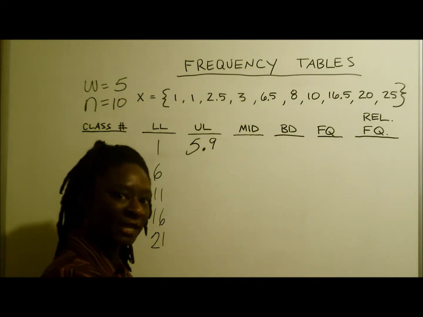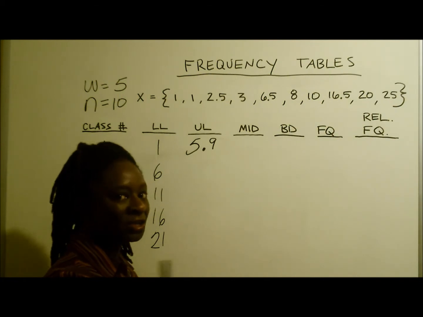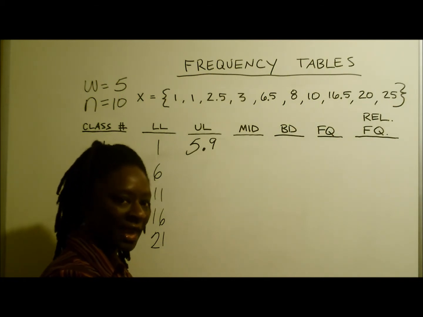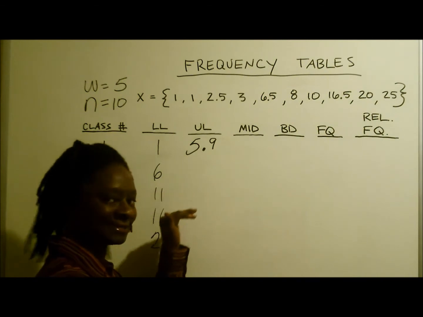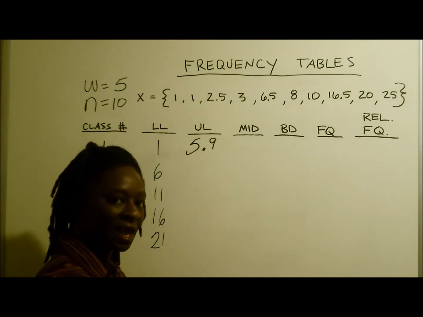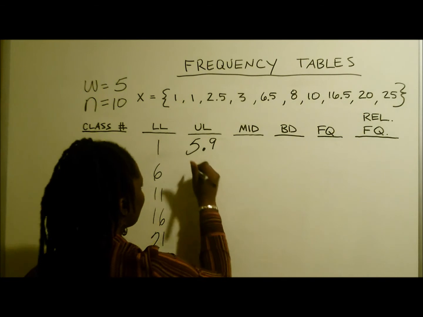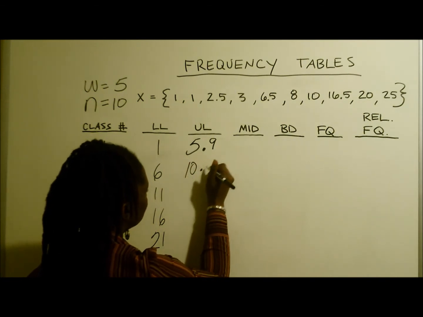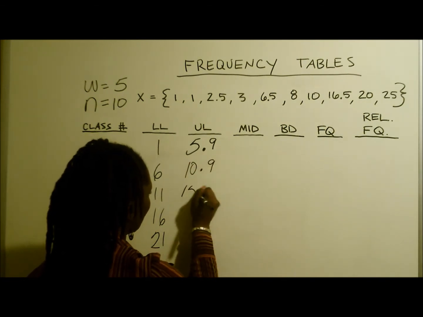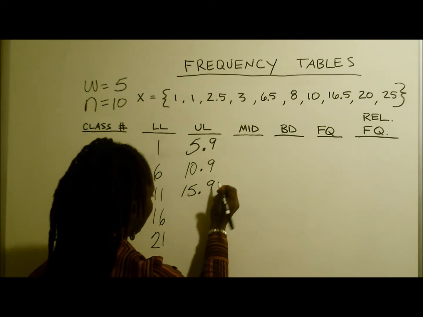So how do we find the rest of our upper limits? You guessed it. We take our width and make sure we have 5 spaces in between each number. So our next upper limit is 10.9, 15.9, and so on.